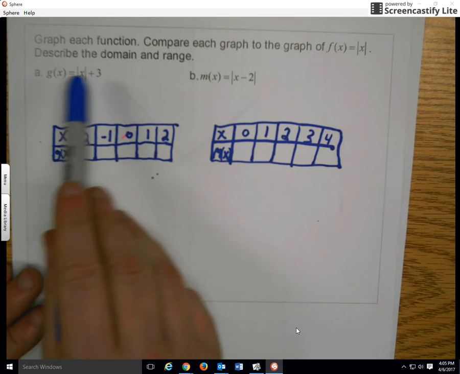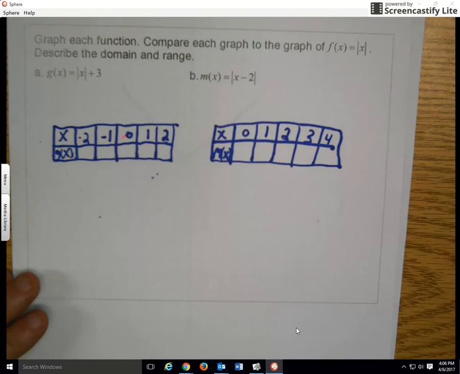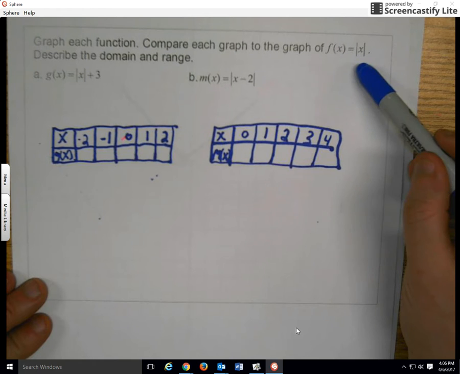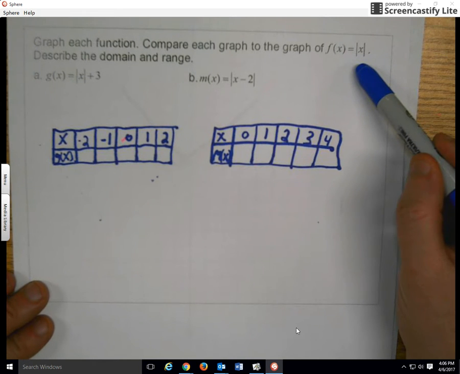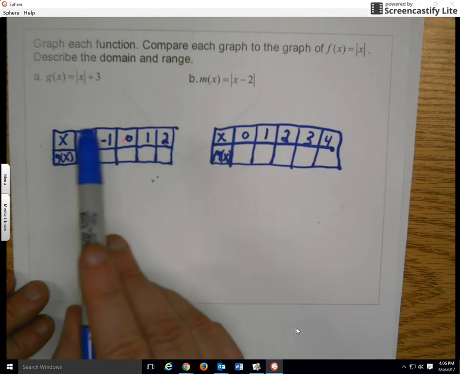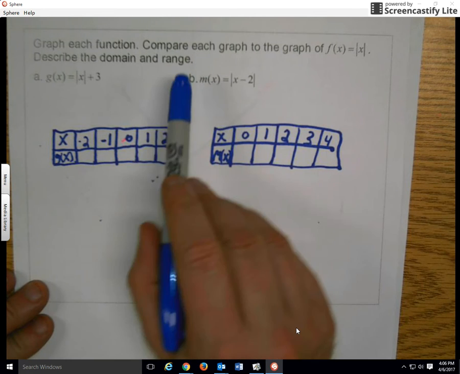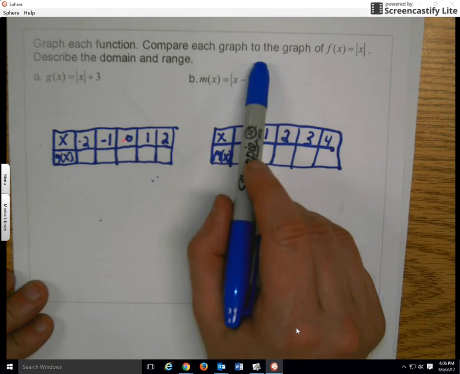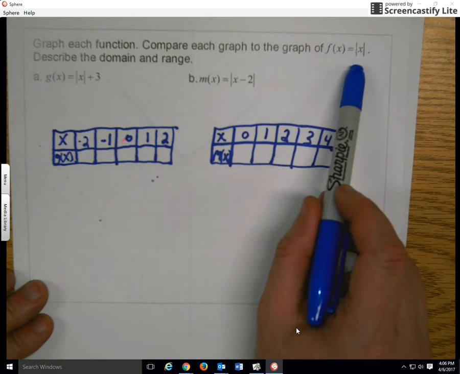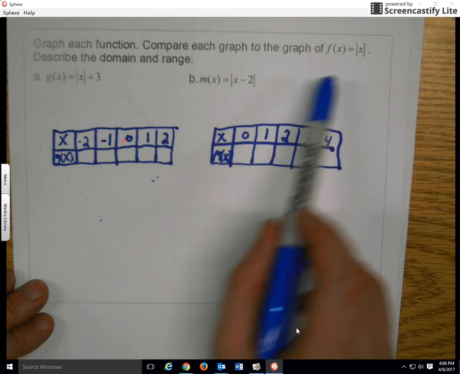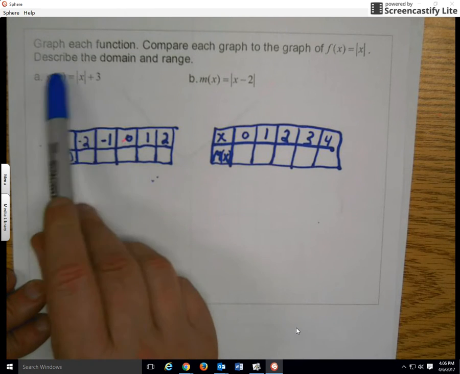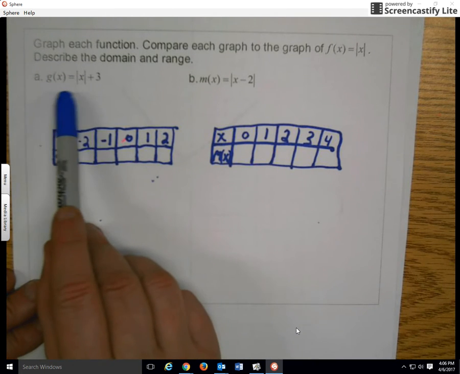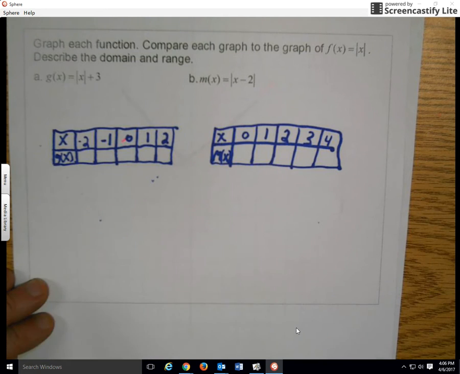So now let's look at some real examples here. Graph each function, compare each graph to the graph of f of x equals the absolute value of x, the one we just looked at. Describe the domain and the range. So first, let's break this problem down. We're going to first make our little change here. We're going to change this f of x equals the absolute value of x with this equation, g of x equals the absolute value of x plus 3.